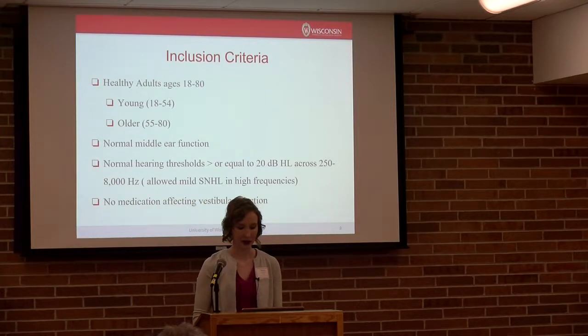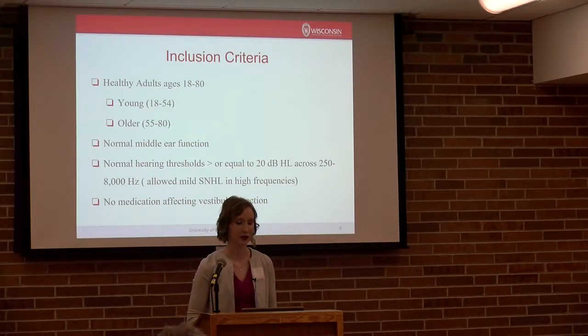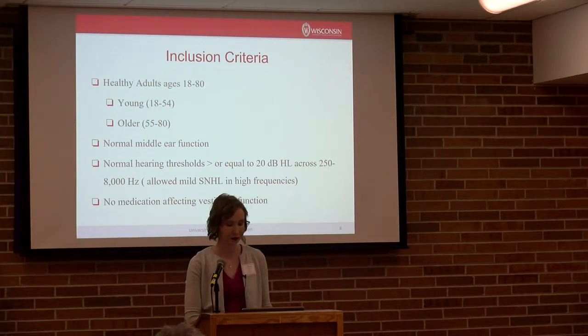So for my participants, I recruited them by word of mouth, flyers in Goodnight Hall, and through the Institute on Aging. The inclusion criteria was they were healthy, 18 to 80 years old. The young participants would be grouped from age 18 to 54, and the older would be grouped from 55 to 80. They had to have normal middle ear function and normal thresholds of less than or equal to 20 dB HL across 250 to 8,000 hertz. However, through my study, I had to allow a mild sensorineural high frequency hearing loss to get enough older participants in my study, and no medications affecting the vestibular system.